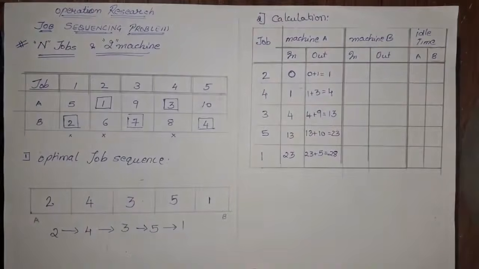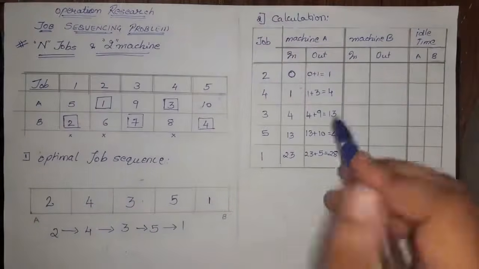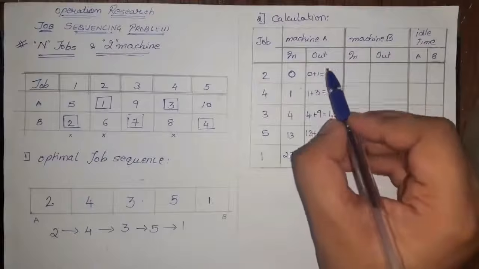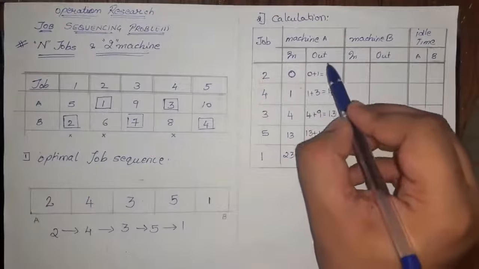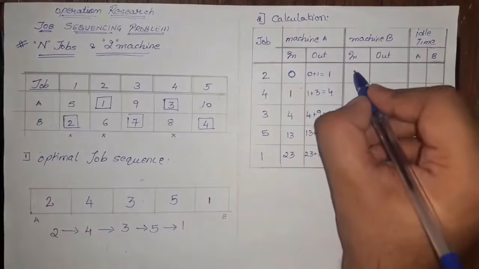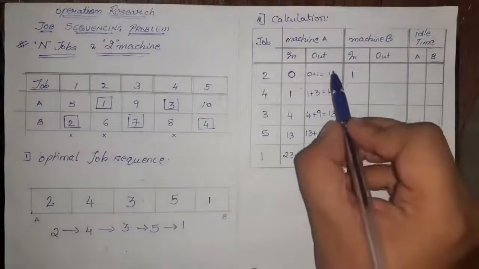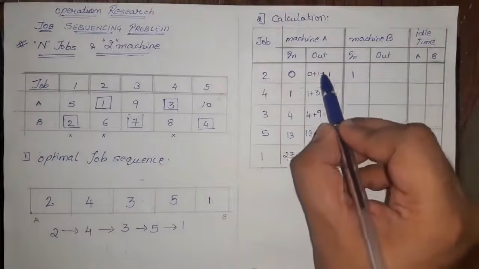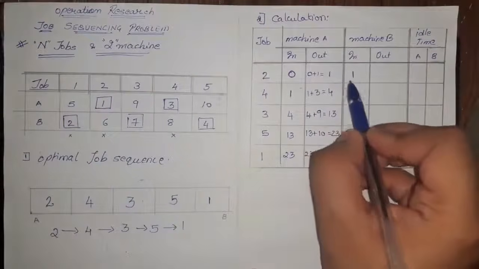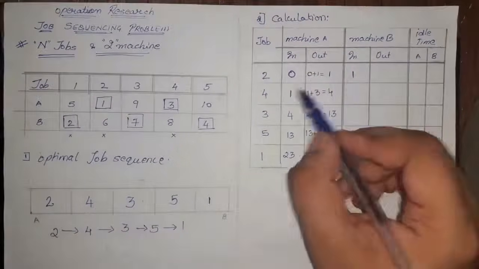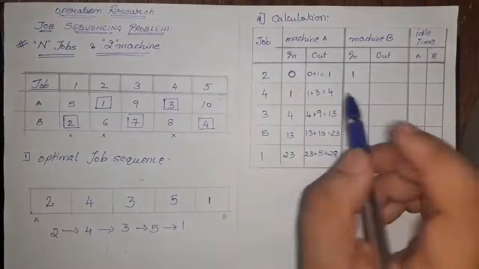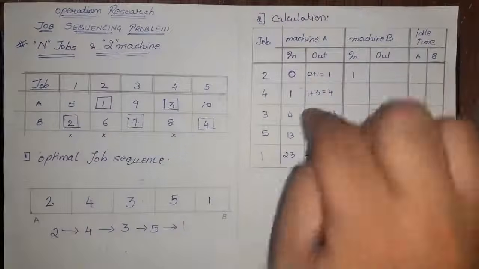That was for machine A, the first machine. Now let's see how to start the second machine. Always remember, the first machine's first out time will be equal to the in time for the second machine. Whatever is the out time under your first machine becomes your in time for the second machine. Now we follow an almost similar procedure, but we have to be careful at one point, which we'll see.